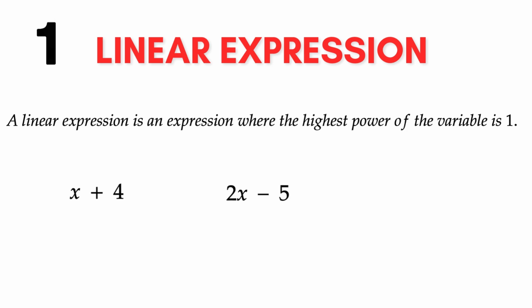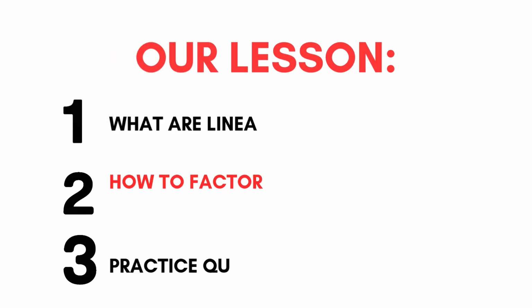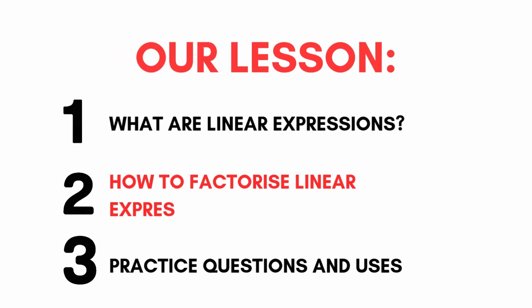Then we've got 2x minus 5, which is a linear expression, and then we've got 2x divided by 5 plus 3x, which is a linear expression as well. As you can see over here, all of the x's have no exponent, which means that the exponent on x is actually 1. So now let's get into the second step of this video, which is how to factorize linear expressions.